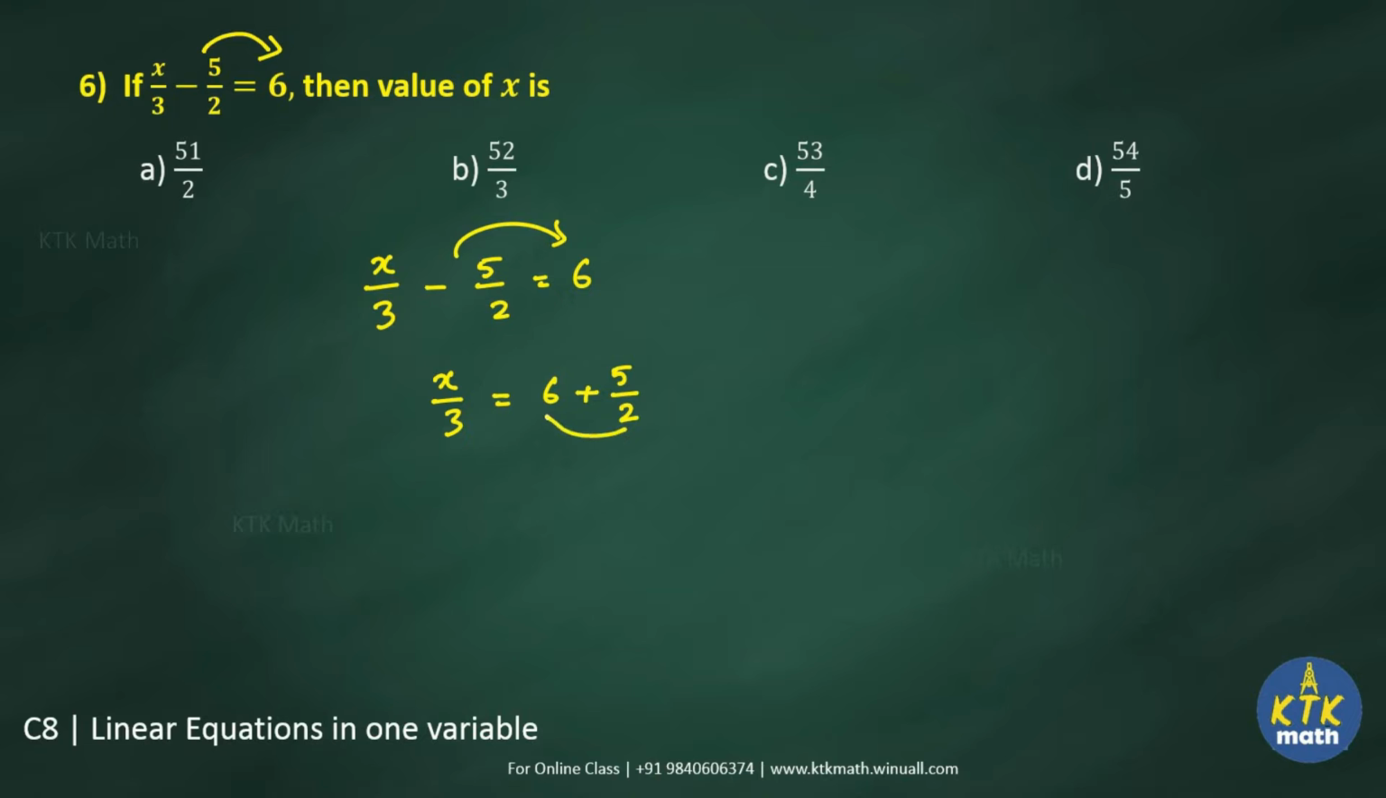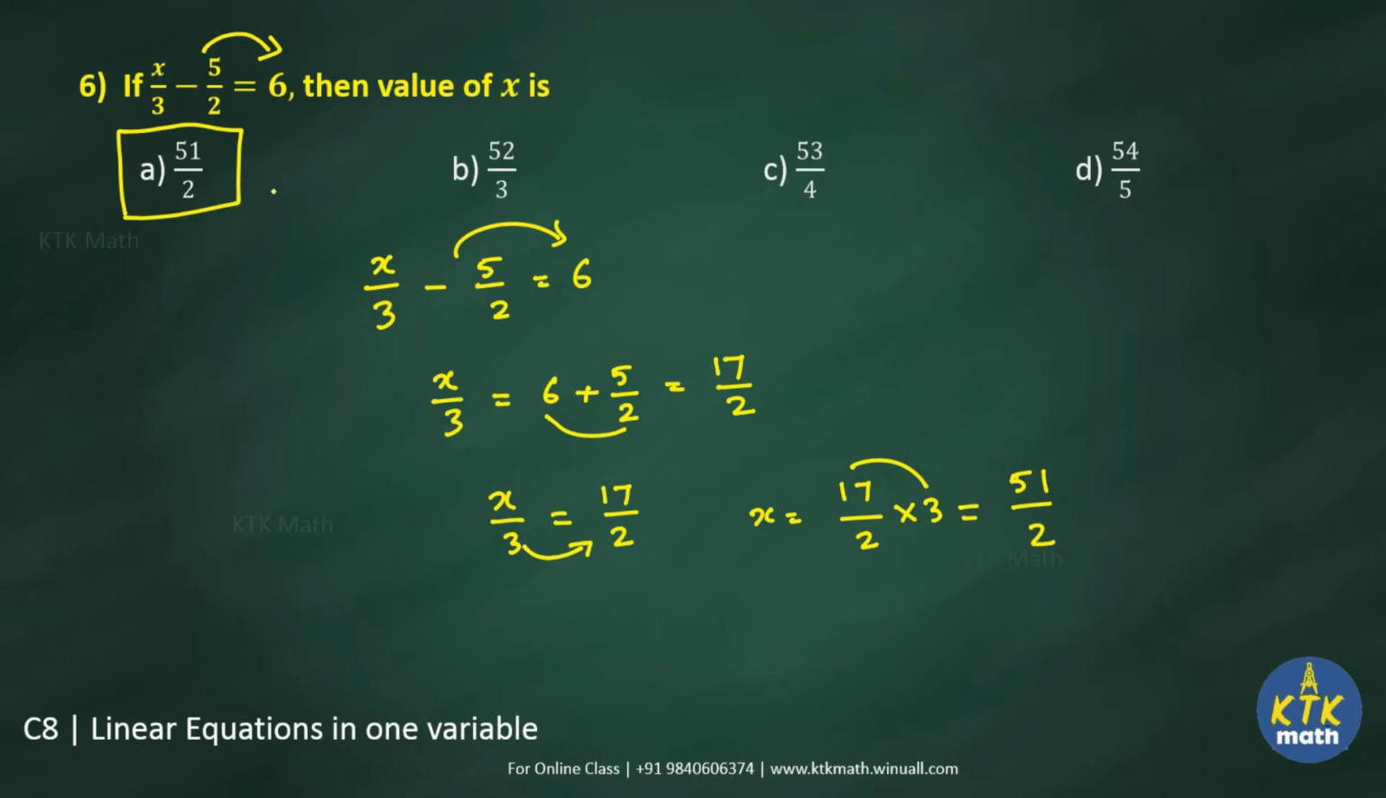Now simplify this. 2 6s are 12, 12 plus 5 is 17. So 17 by 2. So x by 3 gives 17 by 2. Now this 3 I need to transform to the opposite side. 3 is in division, the denominator, so divide becomes multiply. So x is equal to 17 by 2 multiplied with 3. You can directly multiply: 17 3s are 51 by 2. So where is the option? Yes, option A is the correct answer.